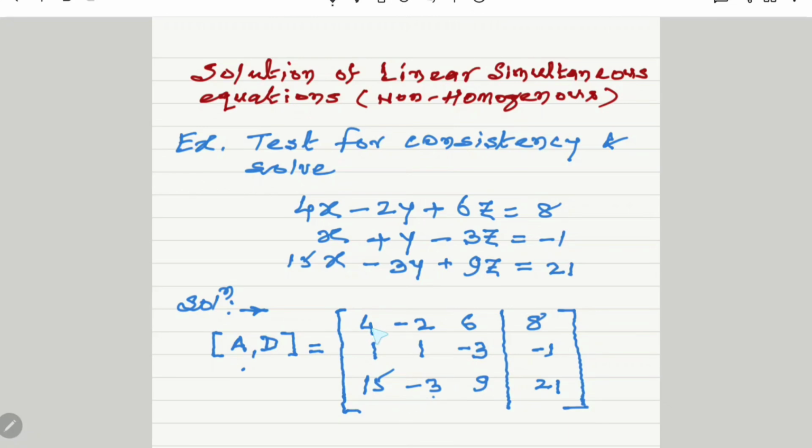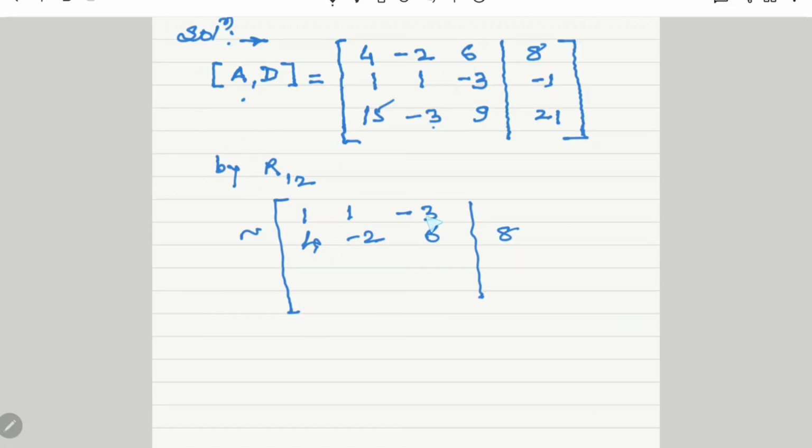Therefore, the leftmost element here is 4. We interchange this first and second row so that we get 1, and using that 1, it's very easy to convert the remaining elements to 0 in that first column. So, 1, 1, minus 3 and minus 1. And second row 4, minus 2, 6, 8. Third row as it is, no change. 15, minus 3, 9 and 21.